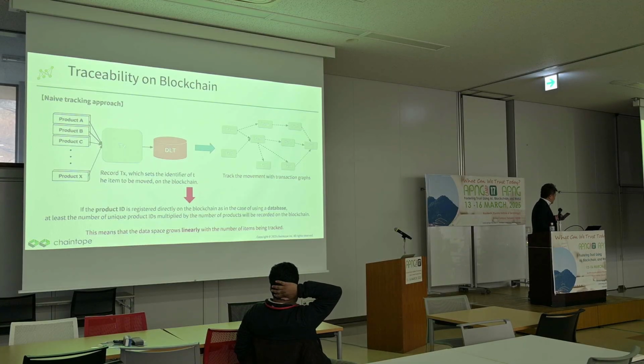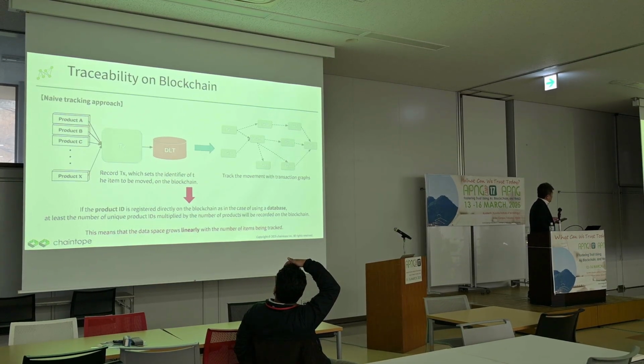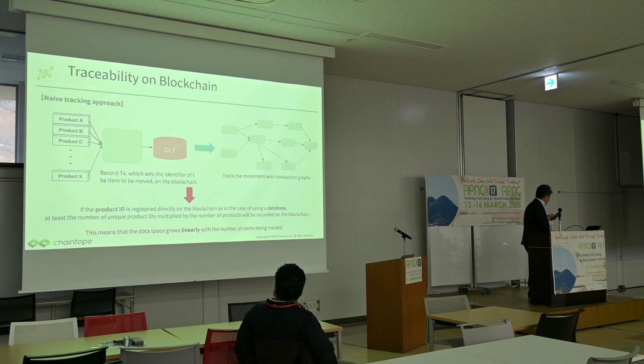But if the product ID is registered directly on the blockchain, as in the case of using a database, it requires at least the number of unique product IDs multiplied by the number of products that will be recorded on the blockchain. This means that the data space grows linearly with the number of items to be tracked. For example, trying to track the supply chain, such as recording the movement of every single sandwich, would require a huge blockchain, which would lead to centralization.